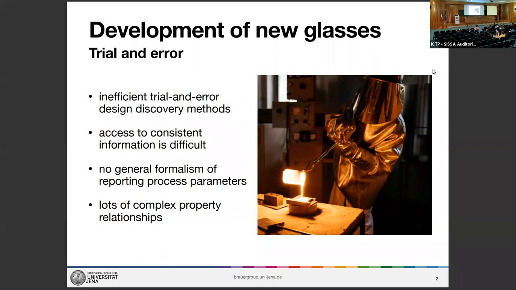And that's why we can't really build any models on the process parameters, but they are the most important information we got. And on top of that, we have lots of complex property relationships because of the disordered nature of our material.